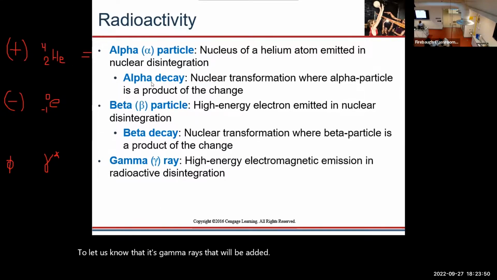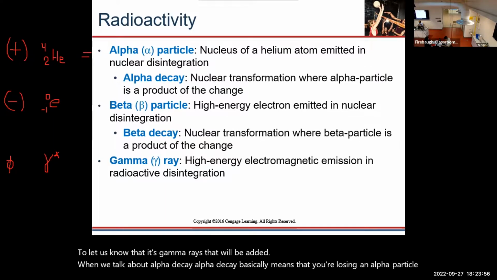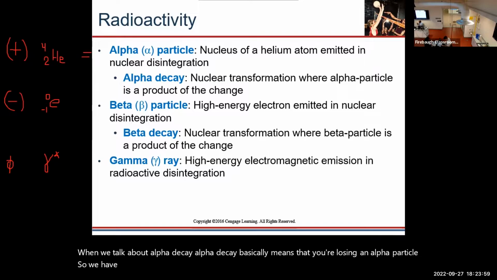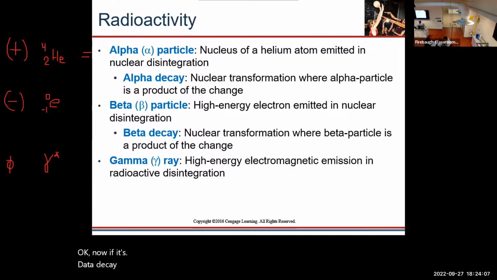Now, we talk about alpha decay. Alpha decay means that you're losing an alpha particle. So we have a transformation of an atom that is losing an alpha. Now, if it's beta decay, that means that we're losing that high energy electron. Okay. So decay means that you're losing. Does that make sense? I'll show you specifics.